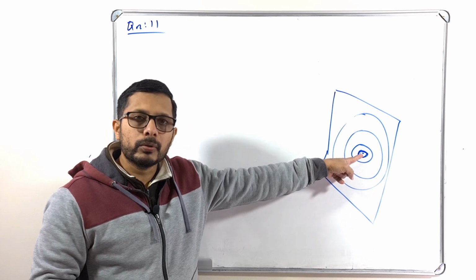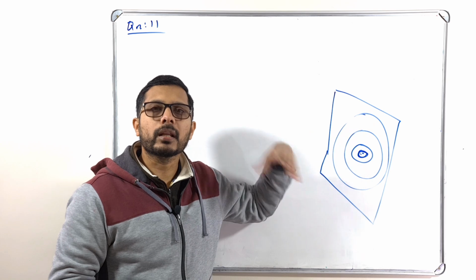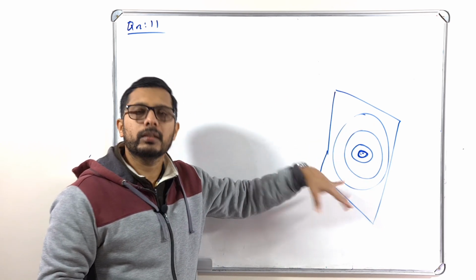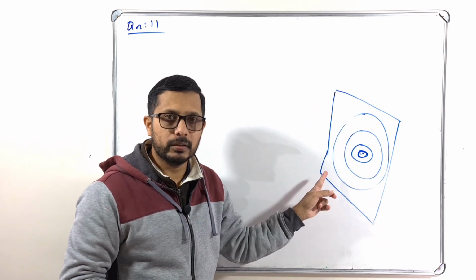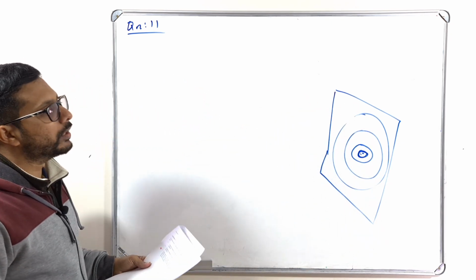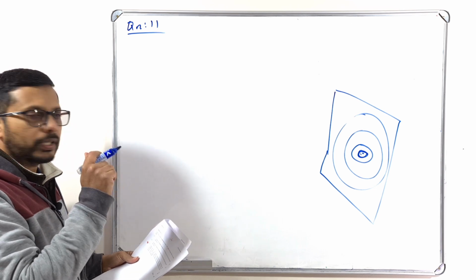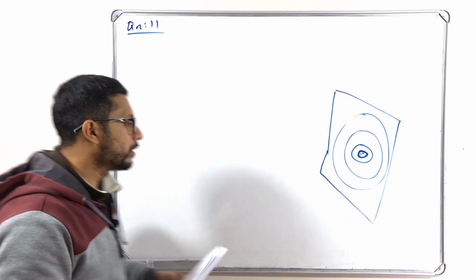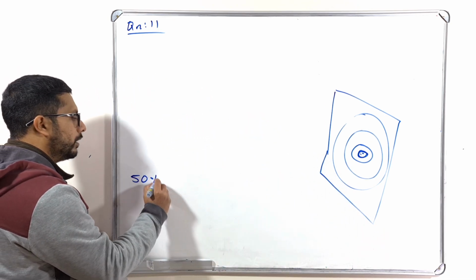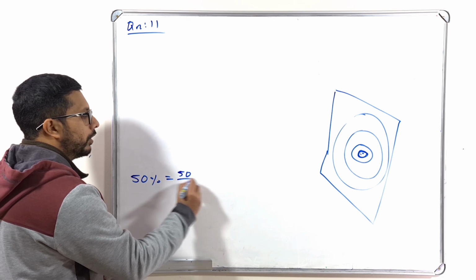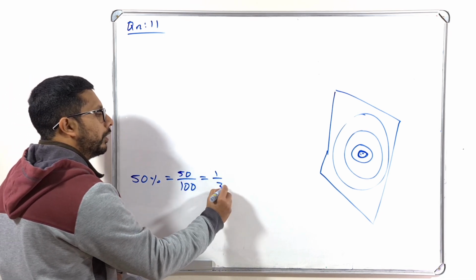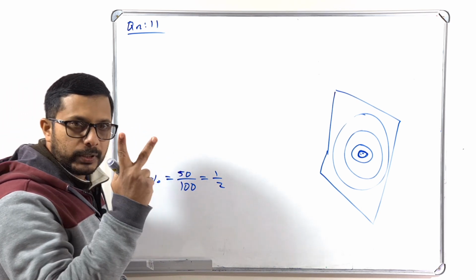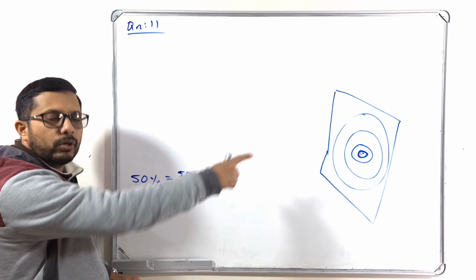What is the probability of hitting other parts? That is another 50%. Half the chance is hitting the bullseye, and the other half is hitting somewhere else. 50% means 50 over 100, so it is 1 over 2. 50% is the same as 1 over 2. So there are two possibilities, either hit the bullseye or miss.